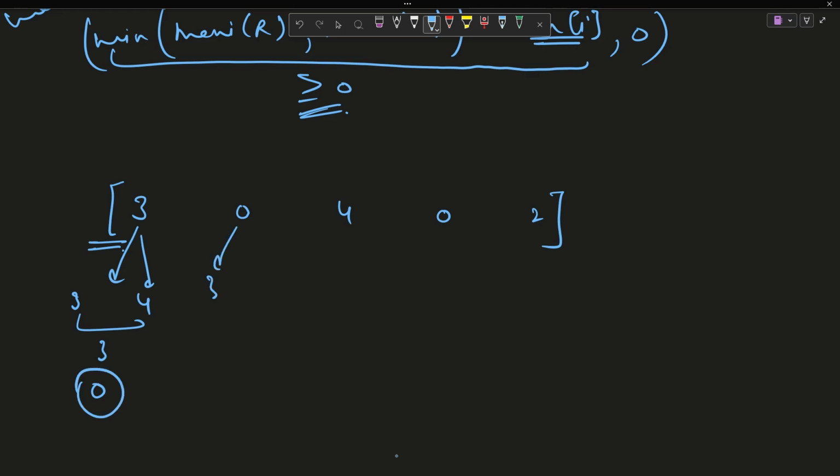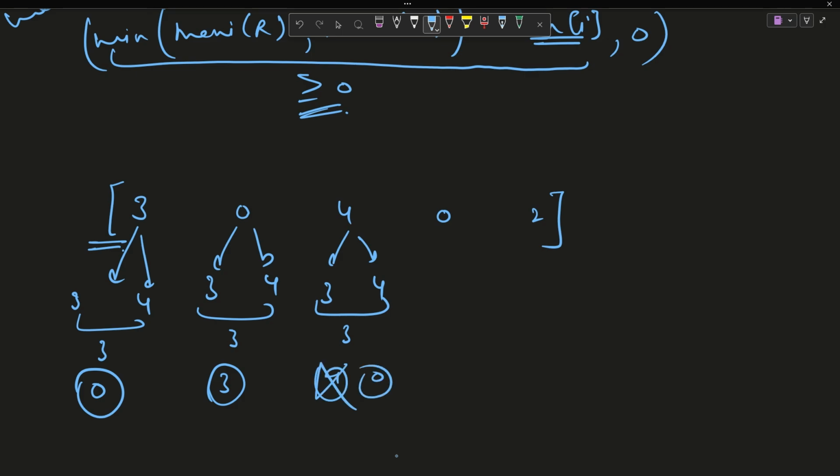For 0 it is 3 again, 4 again, minimum is 3 again, 3 minus 0 is 3. For 4 it is 3 here, 4 here, 3. 3 minus 4 is minus 1, but we are going to choose a positive value, so it will be replaced with 0, right? Okay. For 0 it is 4 here, 2 here, minimum is 2, so 2 minus 0 is 2. For 2 it is 4 here, 2 here, 2 here, 2 minus 2 is 0.